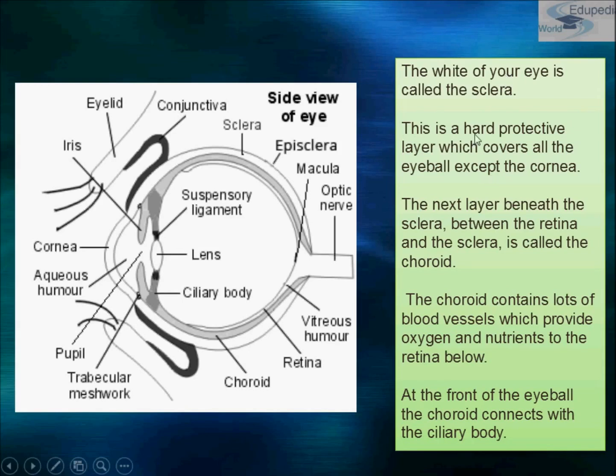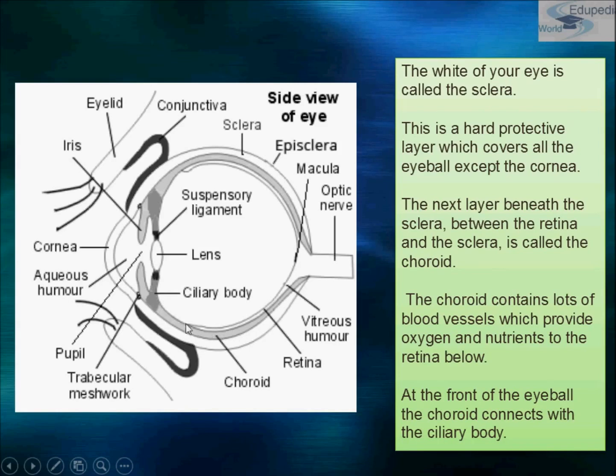So let's focus on the sclera once again. The white part of your eye is called sclera. It is a hard protective layer which covers all the eyeball except the cornea, and the next layer beneath the sclera, between retina and sclera, is called choroid. Okay, it is choroid. This one is your choroid.